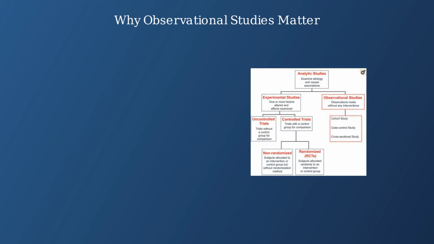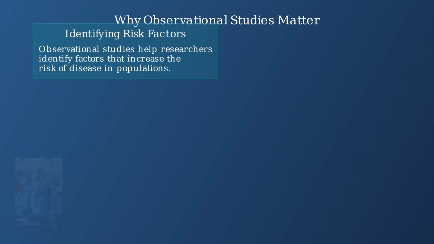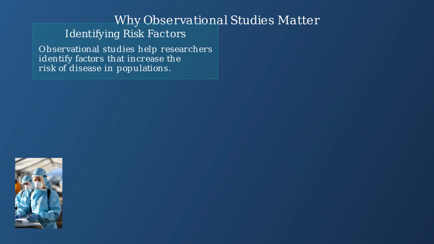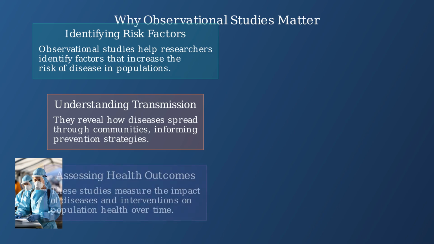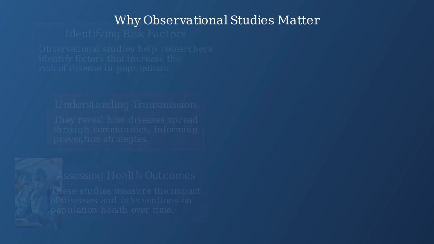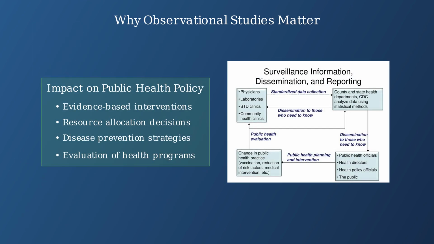Why do observational studies matter in epidemiology? Observational studies are crucial tools for understanding diseases and improving population health. They help researchers identify risk factors that make people more susceptible to diseases. These studies also reveal how diseases spread through communities, which is essential for developing prevention strategies. By assessing health outcomes, observational studies measure the impact of diseases and interventions over time. The knowledge gained from observational studies directly informs public health policies and interventions.